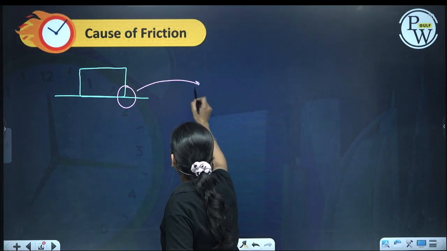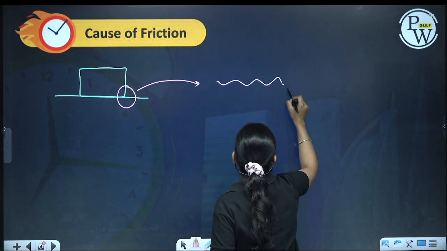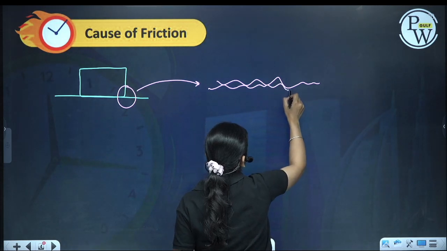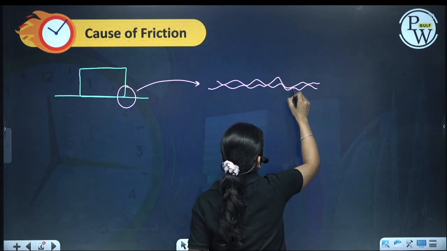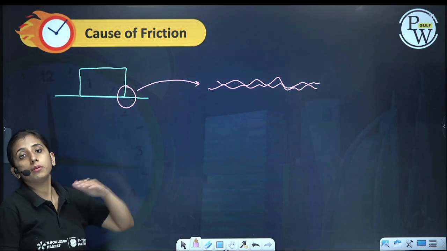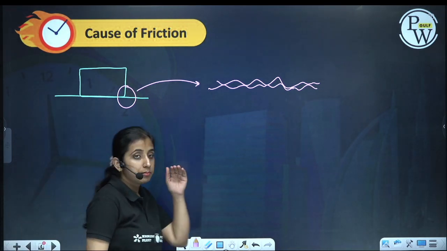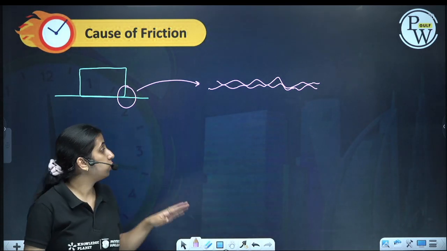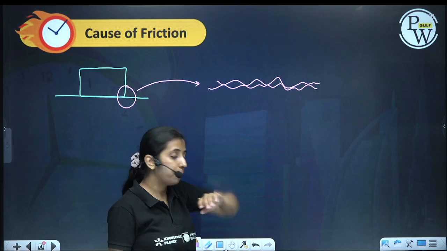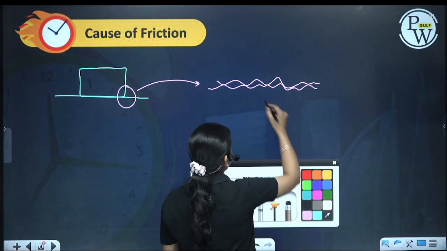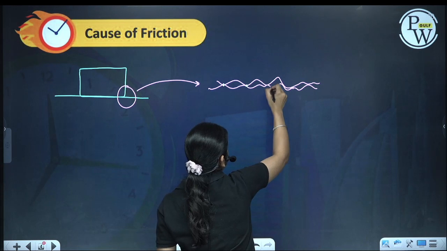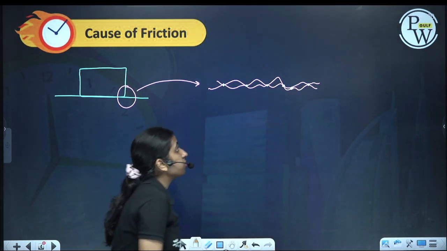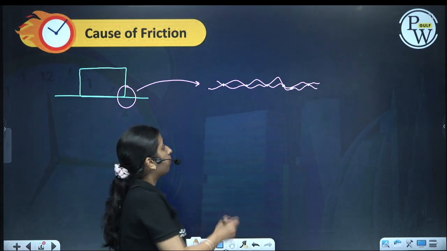For us this surface is very smooth, like a plain surface. But when we see the microscopic view of this surface, no surface is perfectly smooth. There are abruptions on both surfaces, some depressions, some raises. They look like this under the microscopic view. So what happens is the contact is established at these points only, as the area of the points is very less.